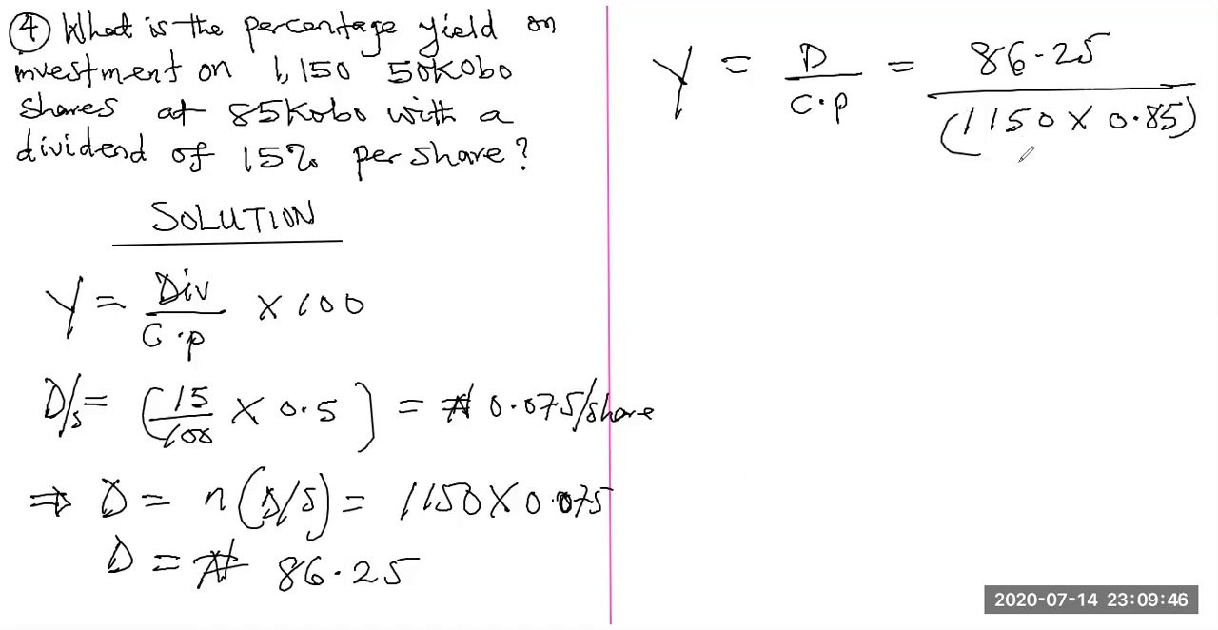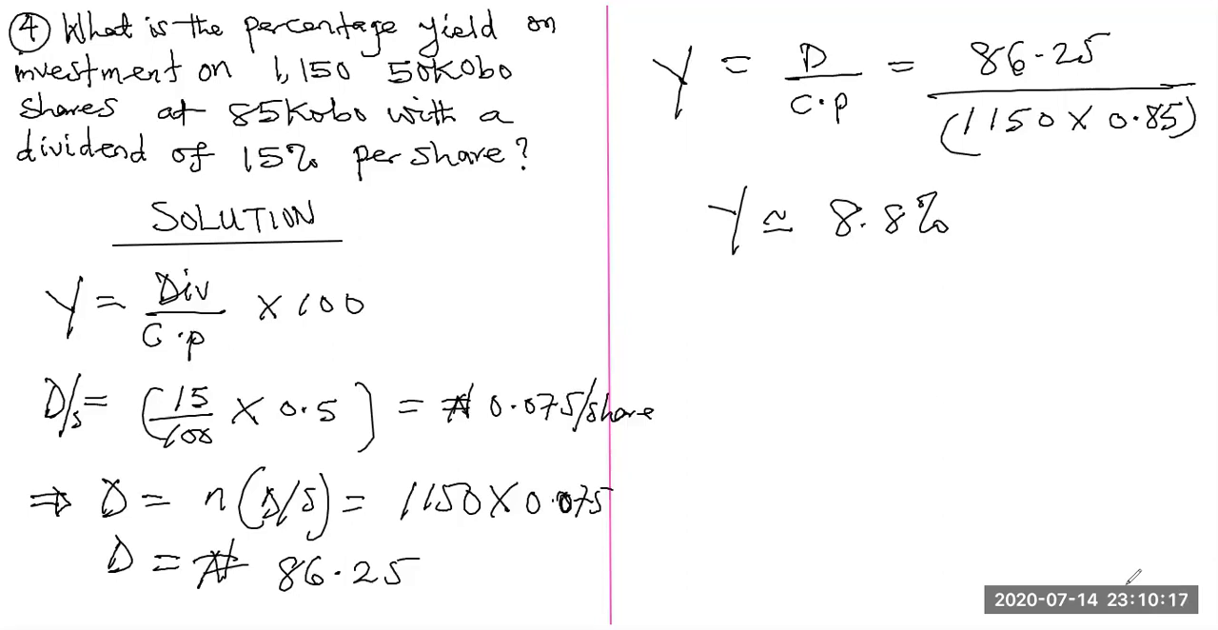And of course, what do we do? We now say 86.25 divided by 1150 multiplied by 0.85. That is what you do, and that will give you your answer as about 8.8%. So the yield is approximately equal to 8.8% to 1 decimal place. So that's taken care of. We'll go to number 5.